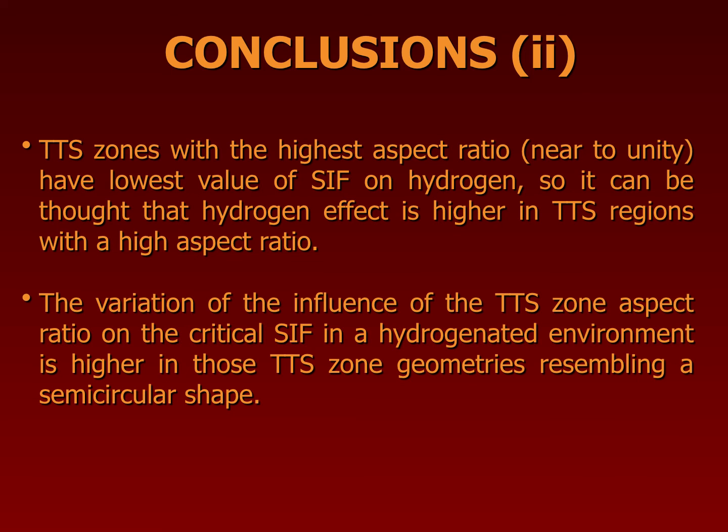TTS zones with the highest aspect ratio, near to unity, have the lowest value of SIF in hydrogen, so it can be thought that the hydrogen effect is higher in TTS regions with a high aspect ratio. The variation of the influence of the TTS zone aspect ratio on the critical SIF in a hydrogenated environment is higher in those TTS zone geometries resembling a semicircular shape.